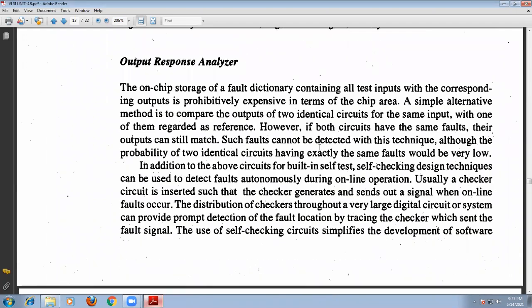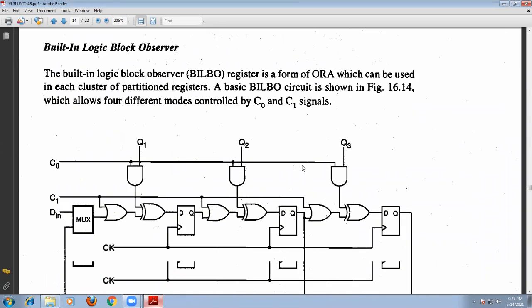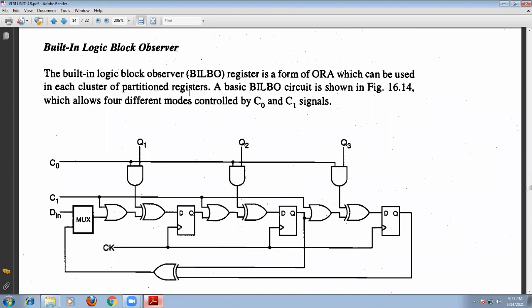Let's consider the output response analyzer. We are going to use a built-in logic block observer, which we can call the BILBO. So the BILBO register is a form of output response analyzer, and this can be used as a cluster of partition registers. The basic circuit is shown in this figure.